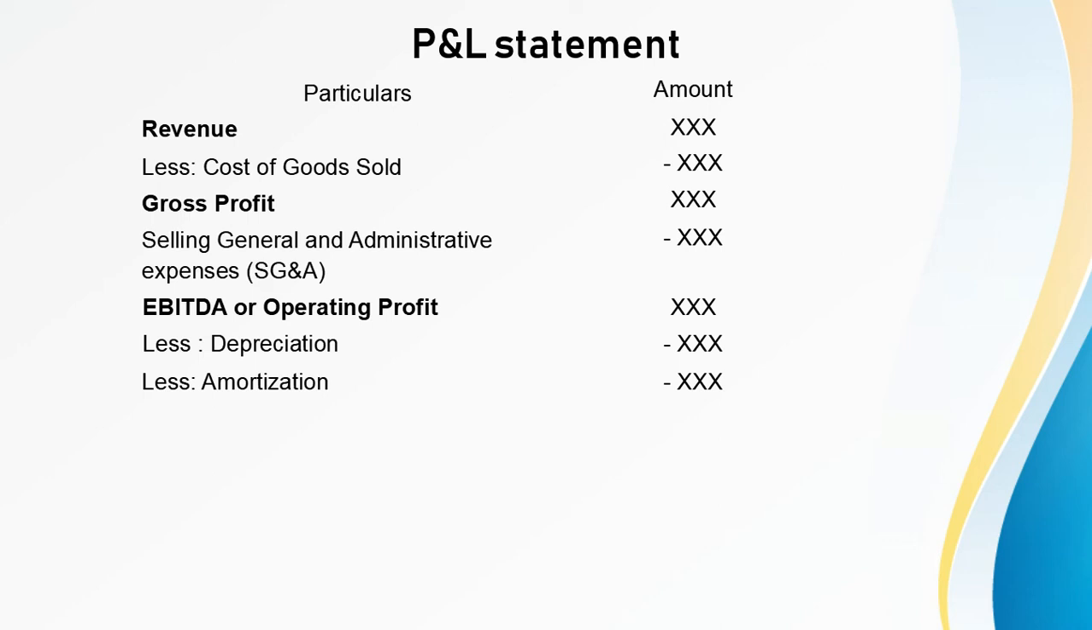For patents, copyrights, and other intangible assets, that is, assets that cannot be touched, the annual loss in value is called amortization. Depreciation and amortization are recorded as operating expenses on the profit and loss statement. They are non-cash expenses because they are charged despite the company not paying any cash. Subtracting the depreciation and amortization from the EBITDA gives earnings before interest and tax, or the operating profit.